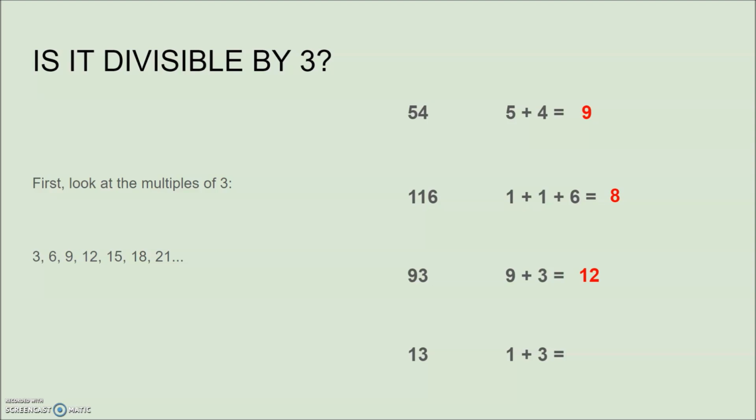And finally, you get number 13. So 1 plus 3. What is 1 plus 3? Try this one out on your own real quick. Yep, 1 plus 3 is 4. But guys, 4 is not a multiple of 3, which means 3 cannot fit into 13 evenly. So number 3 is pretty easy.